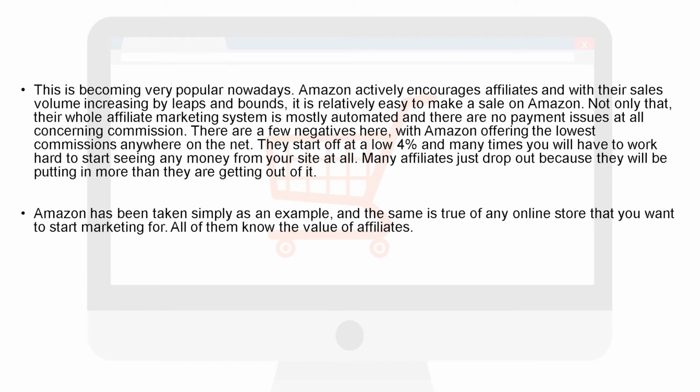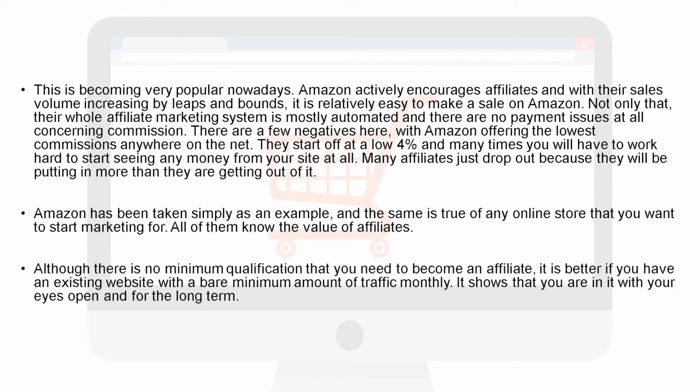Amazon has been taken simply as an example, and the same is true for any online store that you want to start marketing for. All of them know the value of affiliates. Although there is no minimum qualification that you need to become an affiliate, it is better if you have an existing website with a bare minimum amount of traffic monthly. It shows that you are in it with your eyes open and for the long term.